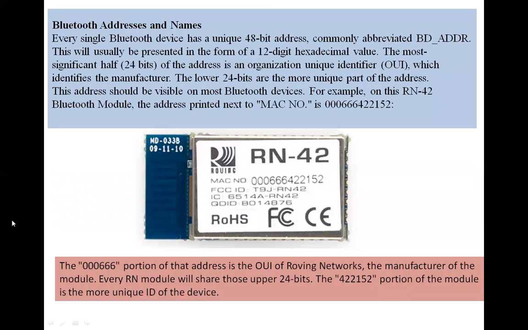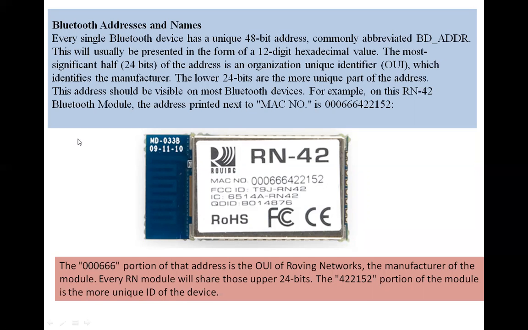Now we see the Bluetooth addresses and their names. When you see any Bluetooth device, you can see something written over it. Now I am explaining what exactly it means. See, here a picture is shown in which something is written like MAC number, FCC ID, IC, all these things. I am telling you why they are there and what is their purpose.